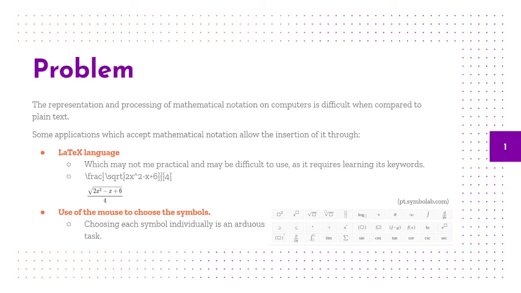Another way people do that is by allowing the choice of each symbol individually using the mouse. They show a panel to the user with a few options, and the user has to choose the symbols that compose the expression. It works, but it is an arduous task.